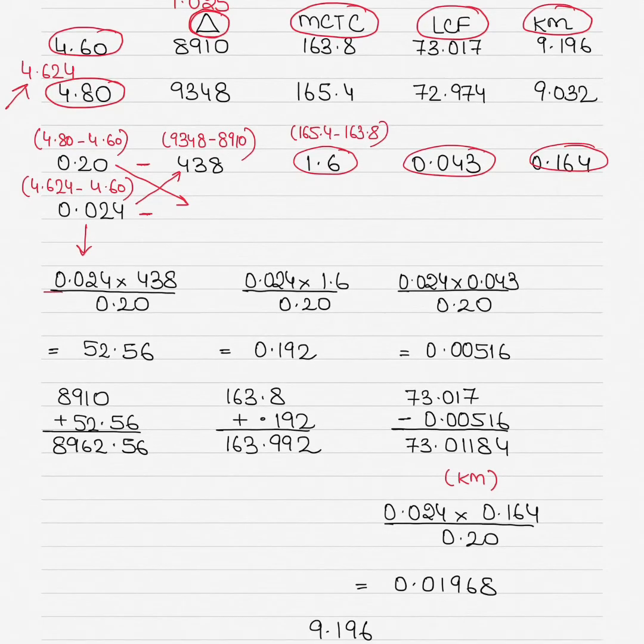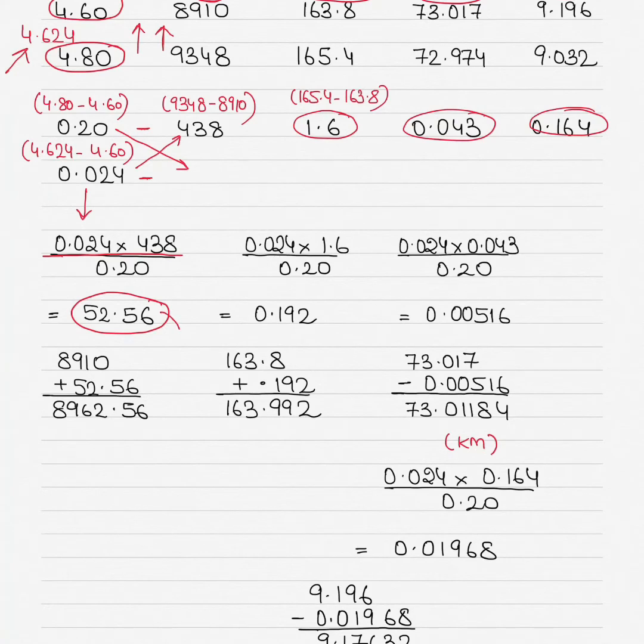So once you do a cross multiplication, it's 0.024 multiplied by 438 divided by 0.2. You get a correction of displacement value of 52.56. Now as you can see above, as the draft is increasing, displacement also is increasing. So that means from 4.6, when we go to 4.624, our displacement should be increasing. So I will take this correction value, I will add it to the displacement of 4.6 meters, which was 8910, and when I add it, I get my displacement for 4.624 meters.